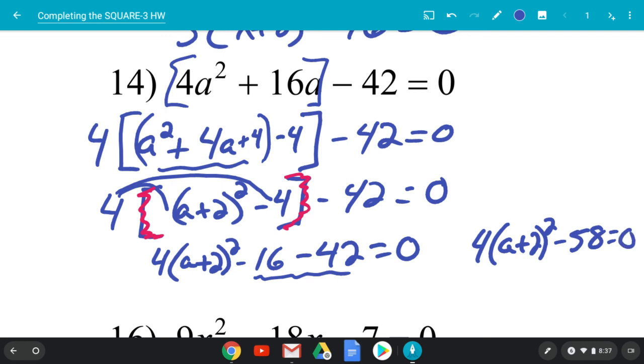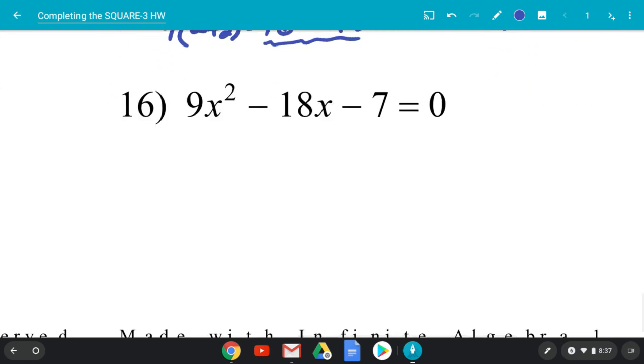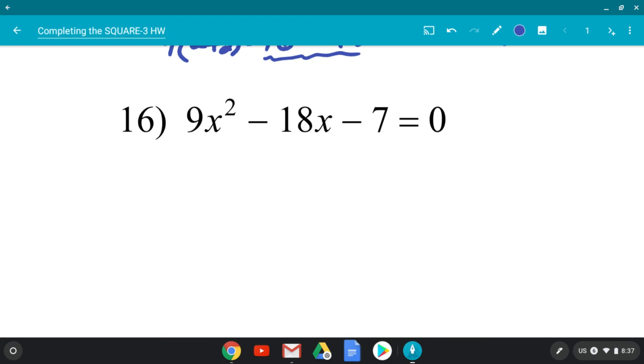Now, that puts it in vertex form. We know at that point how to solve it, if we wanted to solve it, or we could graph it, or whatever. Cool? I want to show you one more thing, just for fun. Okay. This last one, I'm going to write it down here. I got 9x squared minus 18x minus 7 equals 0.